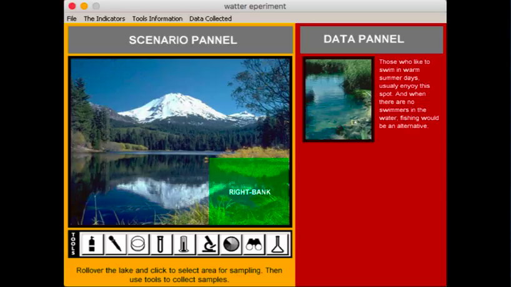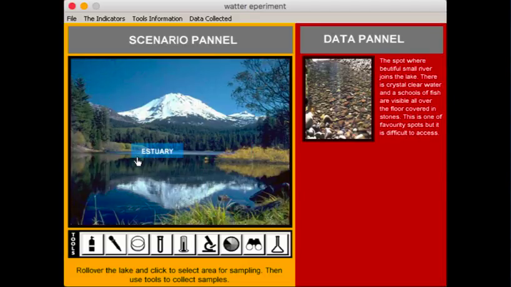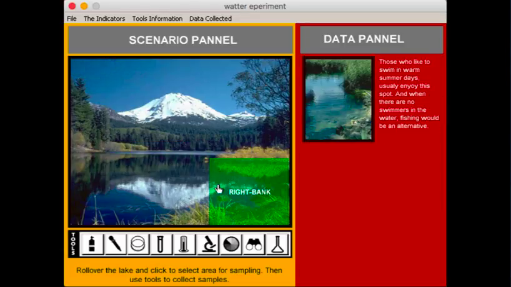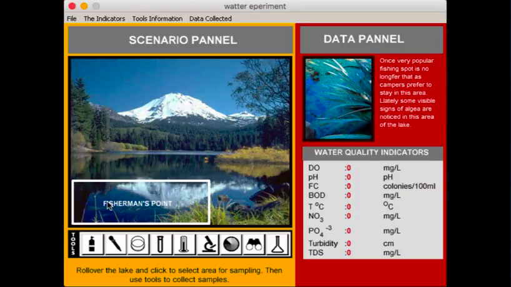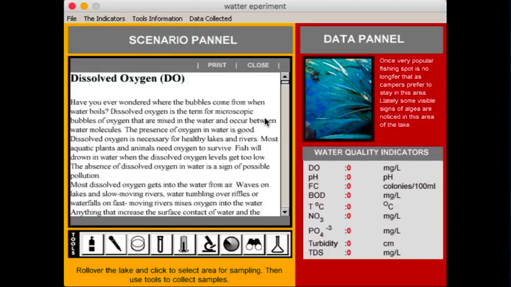In this particular example, we see a water experiment data representation. This is a real scenario, so we navigate different areas of this lake. If I enter Fisherman Point, we will be able to collect parameters for the water quality indicators. And if we don't know what these indicators are, we can look at the indicators and read about them a bit more.